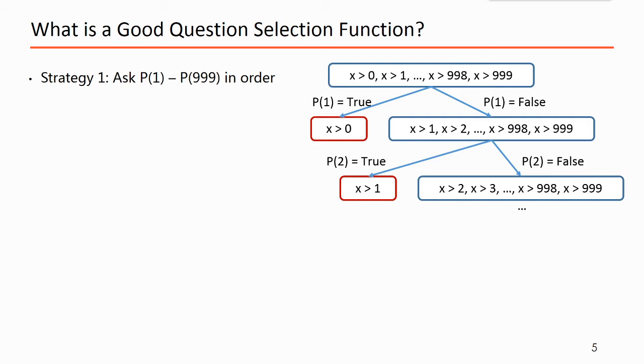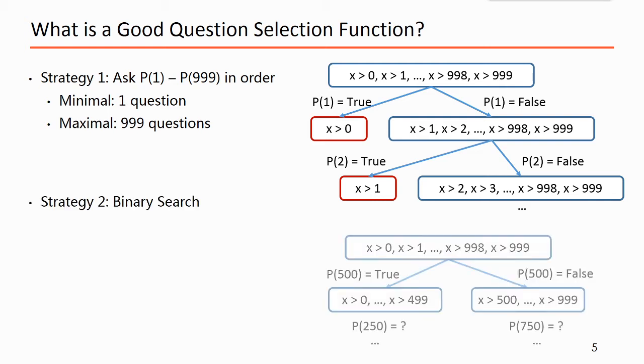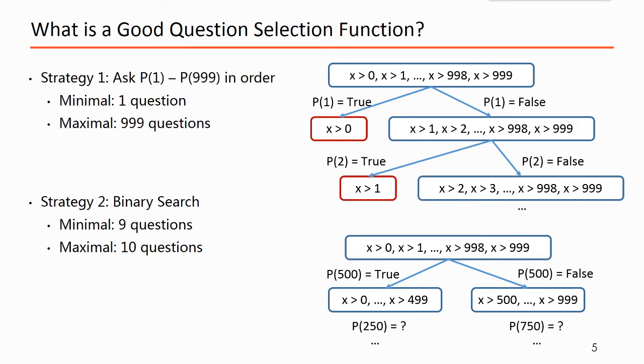In the best case, when the target program is x greater than 0, this strategy uses only one question. But in the worst case, when the target program is x greater than 999, this strategy uses as many as 999 questions. The second strategy is a binary search. The first question is p500. Whatever the correct answer is, half of the programs will be excluded. In this way, this strategy is guaranteed to find the target program with a logarithmic number of questions. In the best case, it uses 9 questions, and in the worst case, it uses 10.